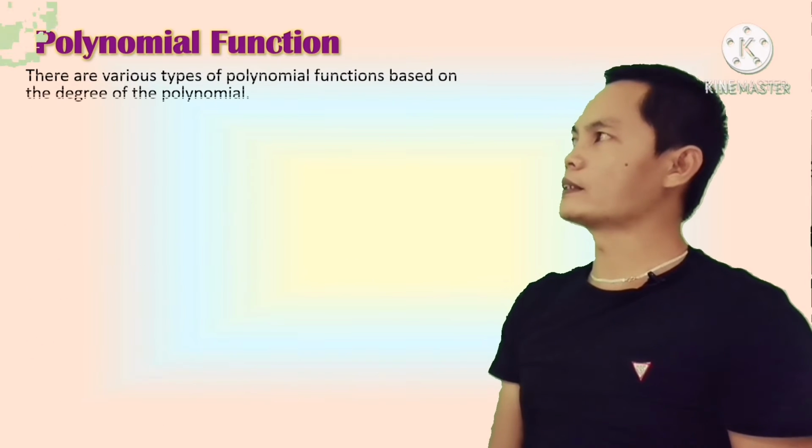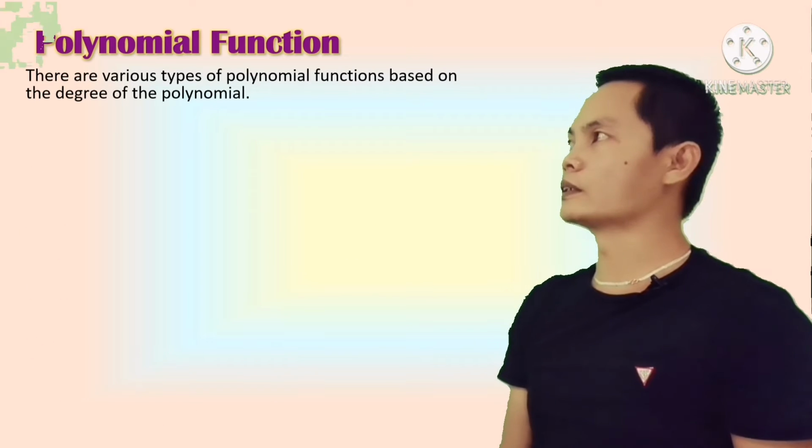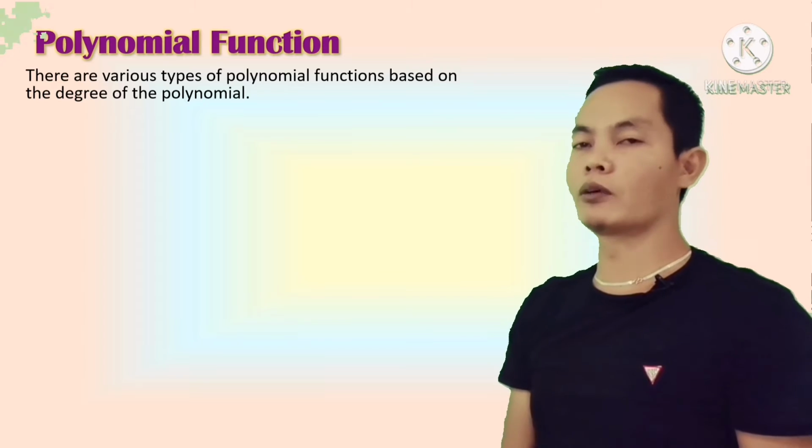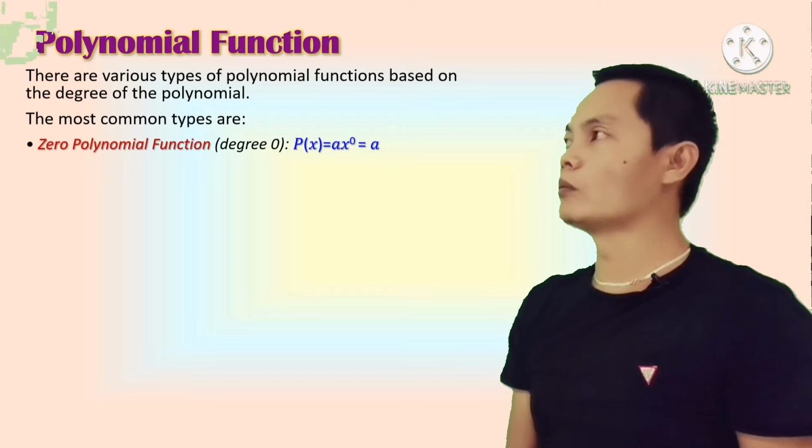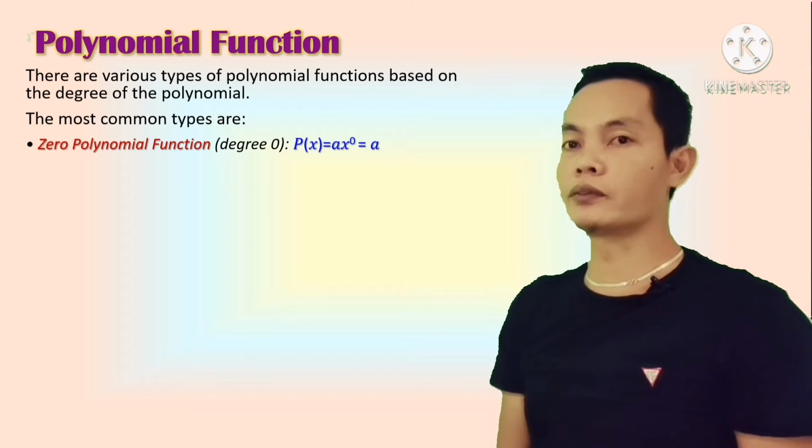There are various types of polynomial functions based on the degree of polynomial. The most common types are the zero polynomial function, which has a degree of 0.